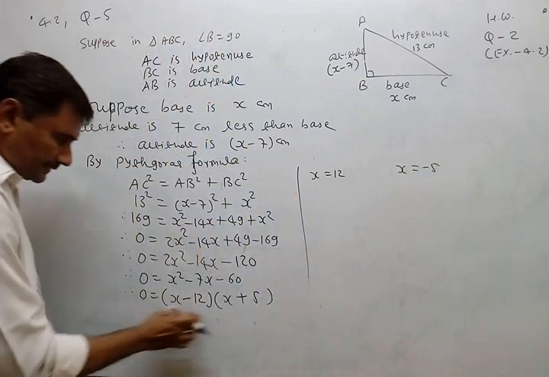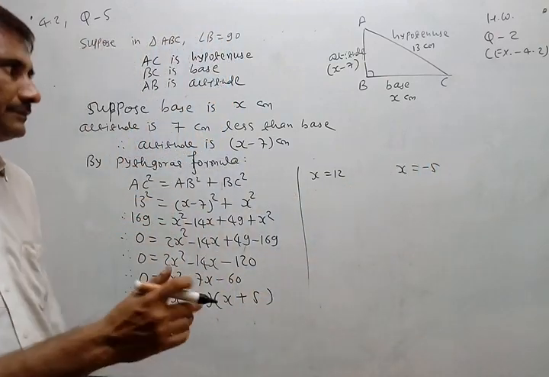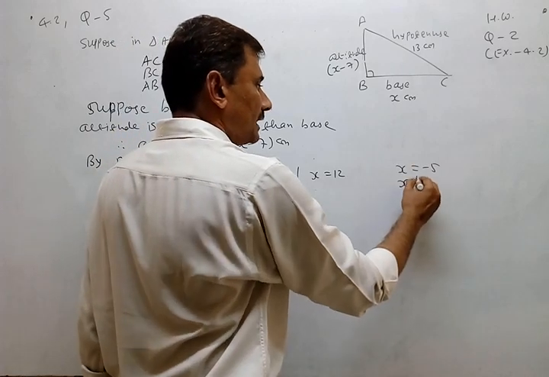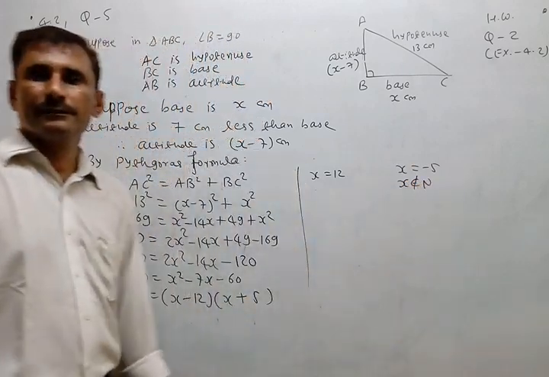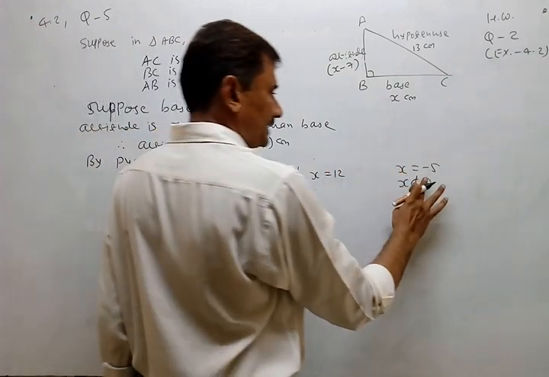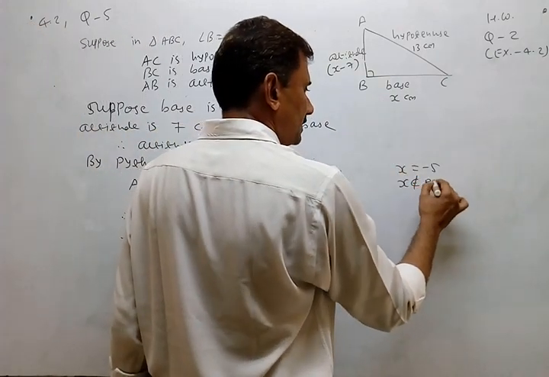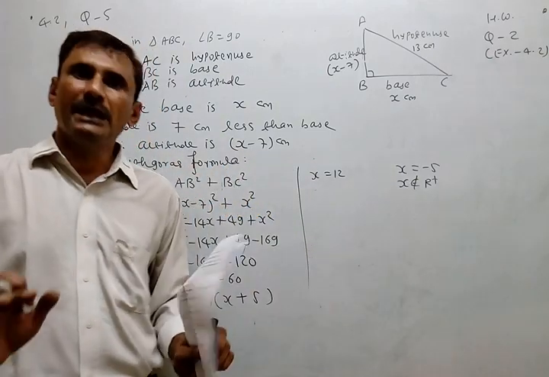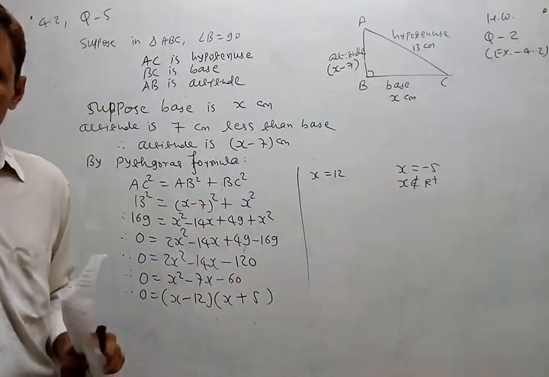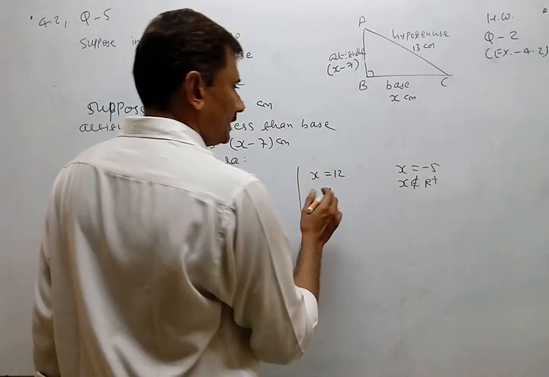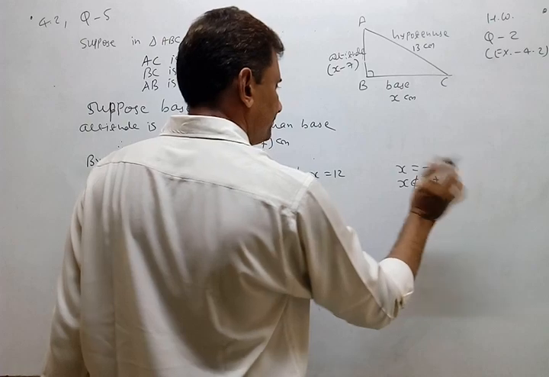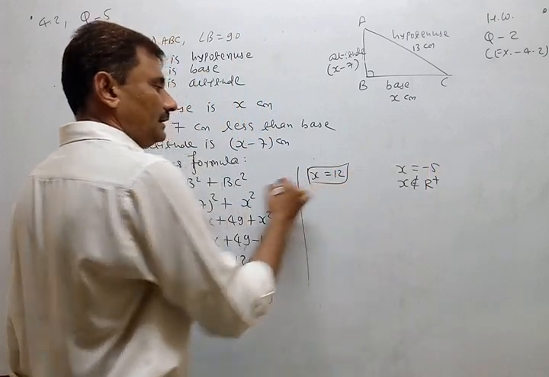I have written directly. You just compare both factors with 0. Now any side can never be negative, so just neglect it. Here we do not expect a positive integer, but any positive number should be expected. So this is our final answer.